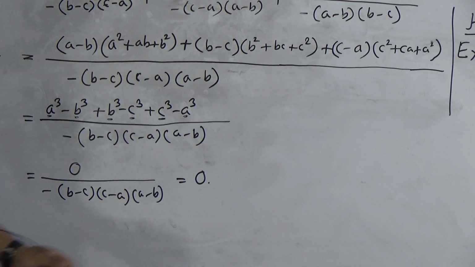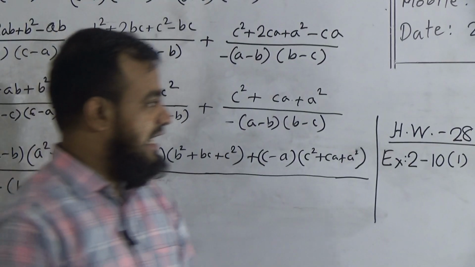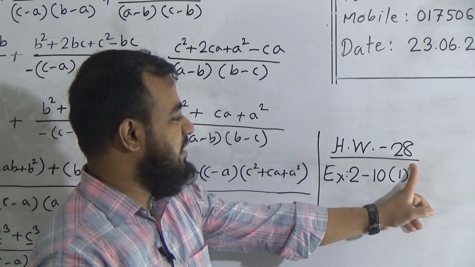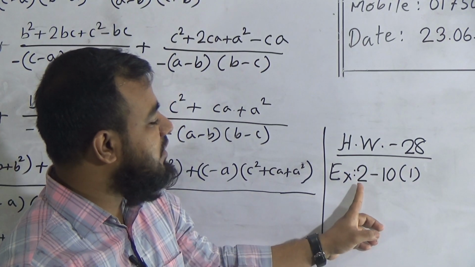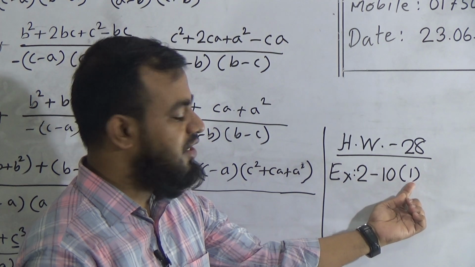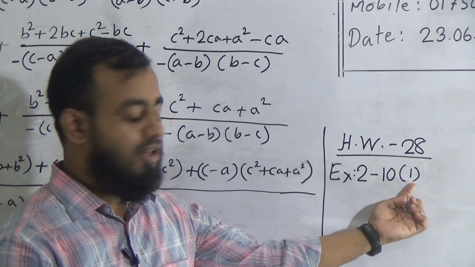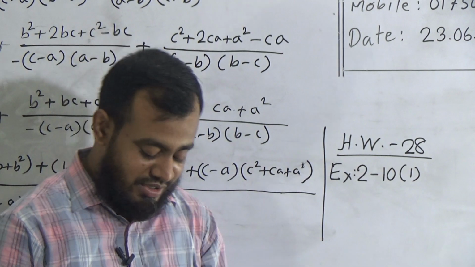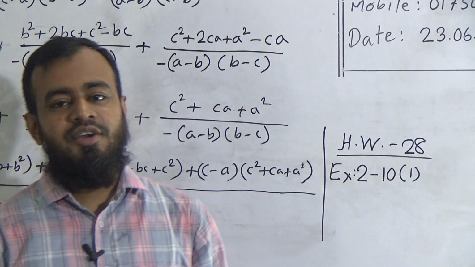Now, dear students, you should do the SW number 28 in your assigned SW copy. The SW is exercise number 2, question number 10 activity 1. You should solve it here in your SW copy, and you can submit the SW copy every Saturday from 9 AM to 3 PM.